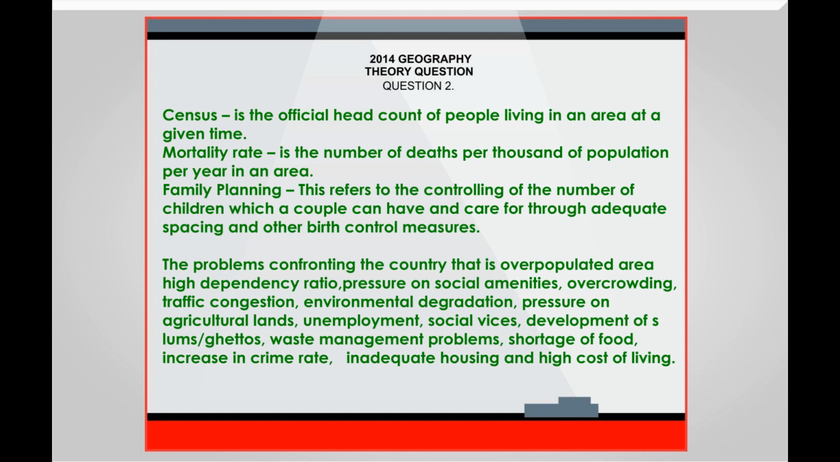The problems confronting a country that is overpopulated are: high dependency ratio, pressure on social amenities, overcrowding, traffic congestion, environmental degradation, pressure on agricultural lands, unemployment, social vices, development of slums/ghettos, waste management problems, shortage of food, increasing crime rates, inadequate housing, and high cost of living.